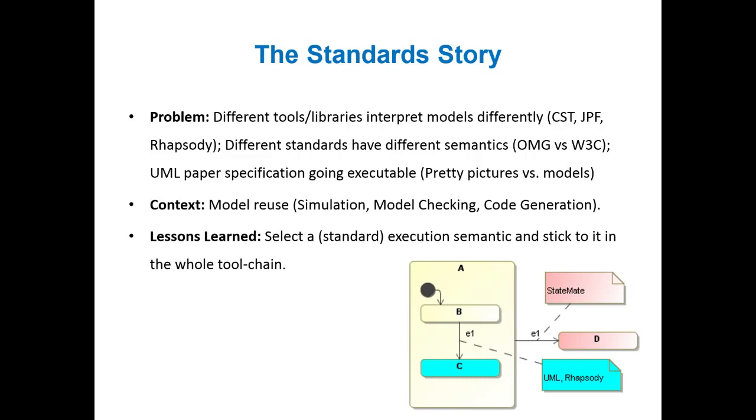So the standards play a kind of important role in this picture. The problem with not having standards is that different tools and libraries interpret the models differently, be it the Cameo Simulation Toolkit, model checkers like Java Pathfinder, or tools like Rhapsody. So different standards also have different semantics.